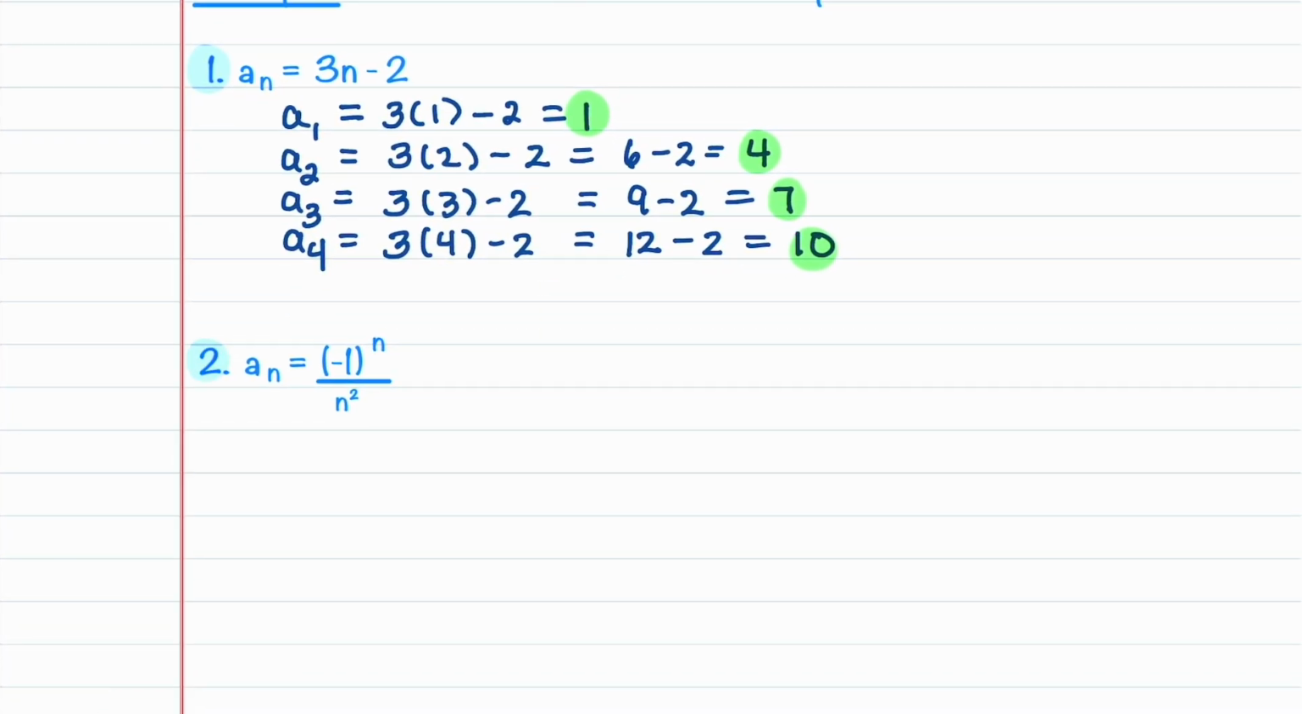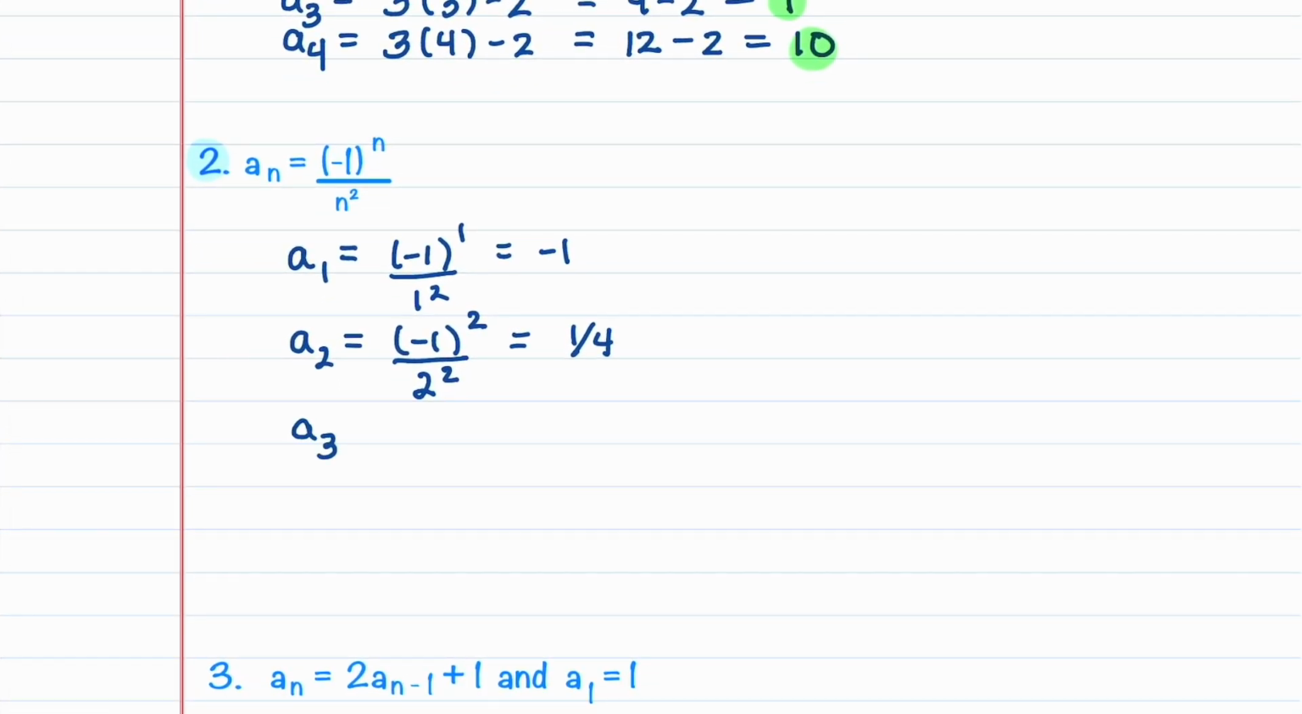Let's now look at our second example. This one is a little bit more complicated because it has a minus 1 to the n in it. We'll start just like we did before. We're going to calculate A1. So wherever we have an n, we're going to plug in 1. So this is minus 1 to the 1, all divided by 1 squared, which is just minus 1. Now let's let n be equal to 2. So this is minus 1 squared, all divided by 2 squared. So this is 1 divided by 4.